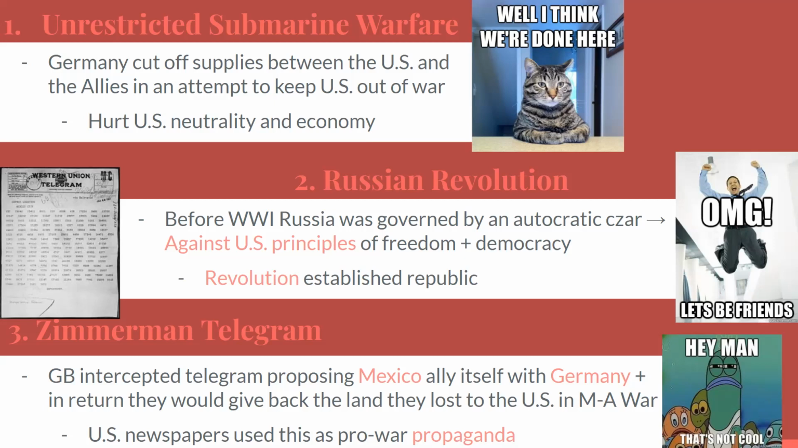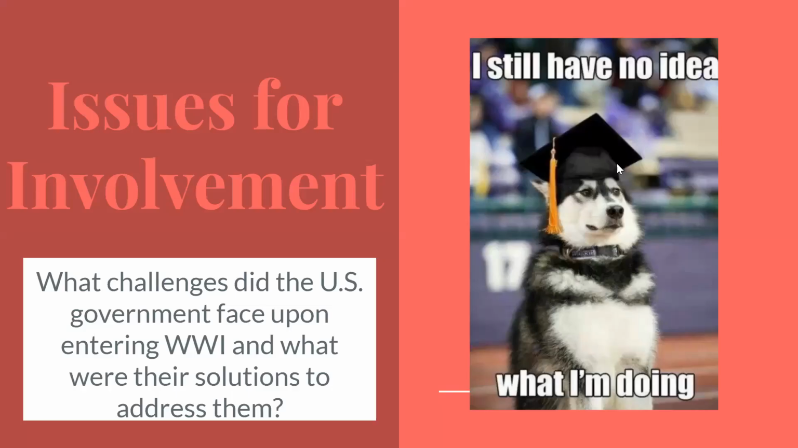And the third and final step is the Zimmermann telegram. Great Britain just so happened to intercept a telegram from Germany to Mexico, proposing that if Mexico attacked the United States, Germany would restore some land that the US had lost in the Mexican-American War, particularly California, which they had their eye on. And this is leaked into the American newspapers. And, again, in the court of public opinion, America is outraged, calling for war.